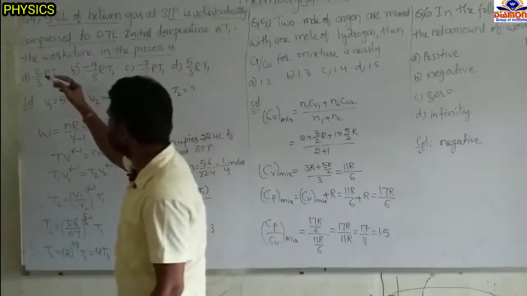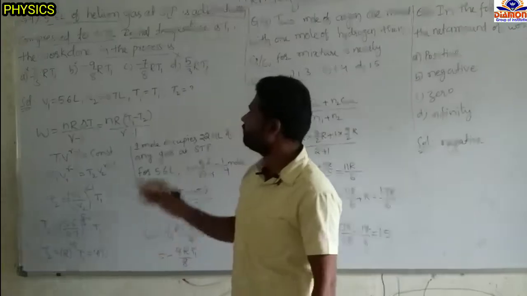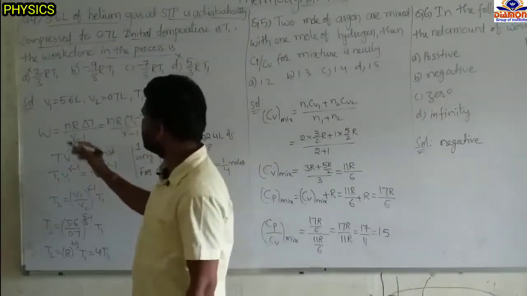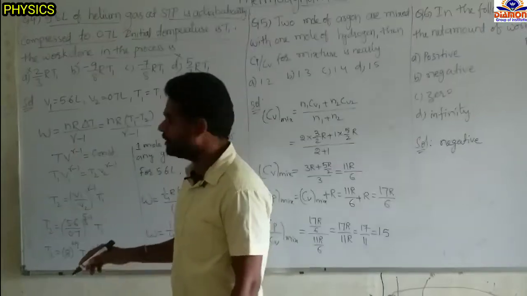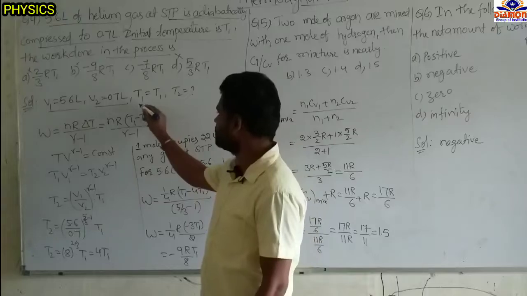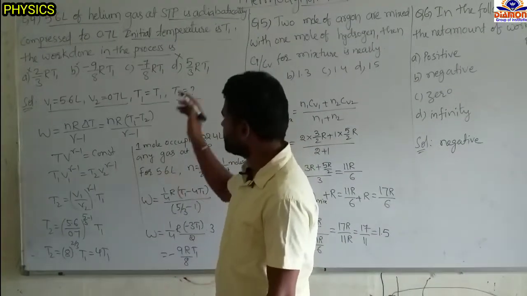So we can cancel out two options easily, option A and option D are wrong. B and C, any one option. Okay, now first I am writing the given data. Initial volume they gave 5.6 liter, final volume they gave 0.7 liter, initial temperature they gave T1 only, final temperature we don't know. Okay, they are asking the work done.